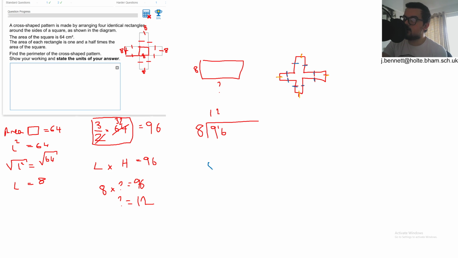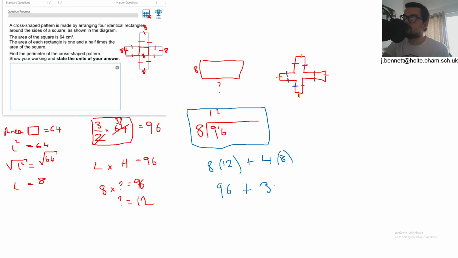So we have 8 lots of 12, and we have 4 lots of 8. 8 12s, we could work it out, or we could just say we've just done 96 divided by 8 to get to 12, so let's go backwards and say that equals 96. Plus 4 8s, which are 32. We add this together, we get 128. And because it says state the unit of your answers, a perimeter is a length. So your length is going to be in centimetres, not centimetres squared, because that's an area. A perimeter is a length.